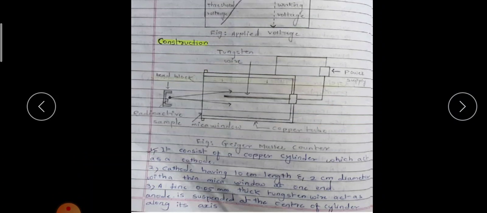It consists of the copper cylinder which acts as a cathode. It will act as a cathode, remember this. Cathode having 10 centimeter length and a 2 centimeter diameter with thin mica window. This is the mica window for the opening, and the rays or radiations from this particular radioactive element will pass from this mica window to the tungsten wire. A fine 0.05 millimeter thick tungsten wire acts as an anode, suspended at the center of the cylinder along its axis. Very simple it is.